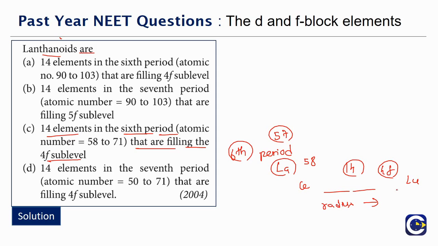So the correct answer for this is option C. So what are lanthanoids? The 14 elements that will come in the 6th period, atomic number 58 to 71, and the electrons will be filled into the 4f subshell.